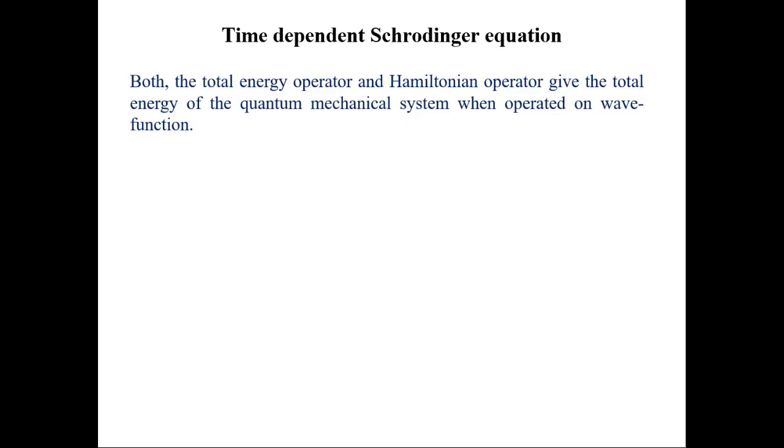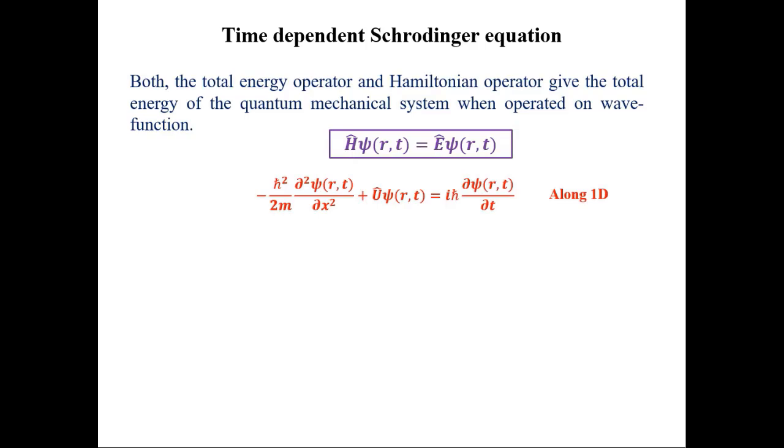You must have noticed that to compute the total energy of the system, there are two operators. One is total energy operator and another is Hamiltonian operator. It can be said mathematically like this. Hamiltonian operator operated on the wave function and total energy operator operated on the same wave function give the same value. If you put corresponding instructions or the value of these operators here, we get this thing along one dimension.